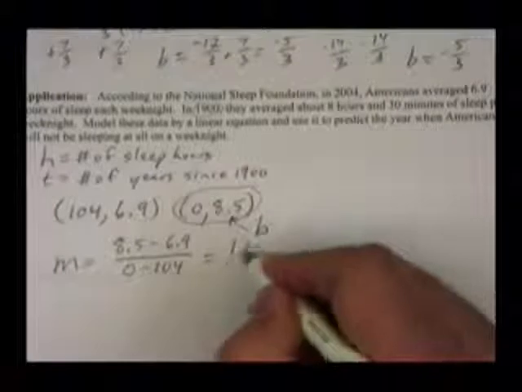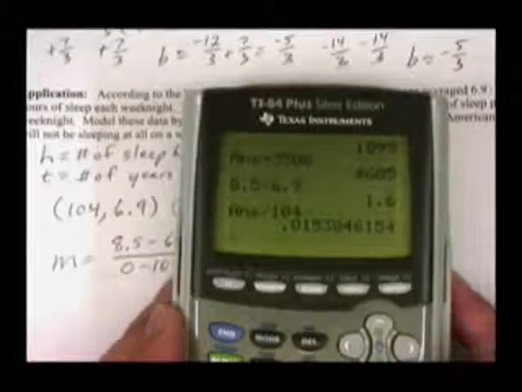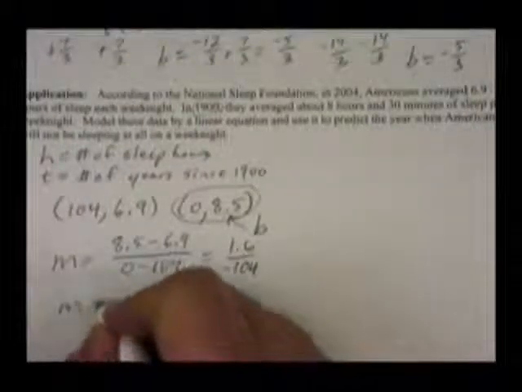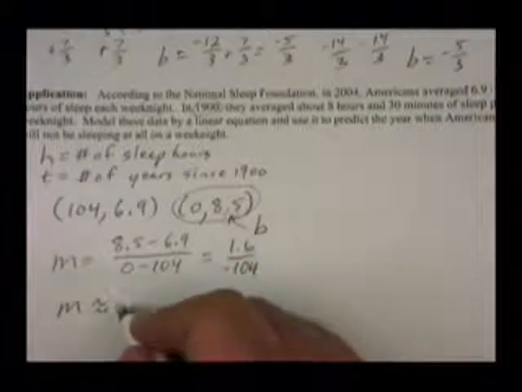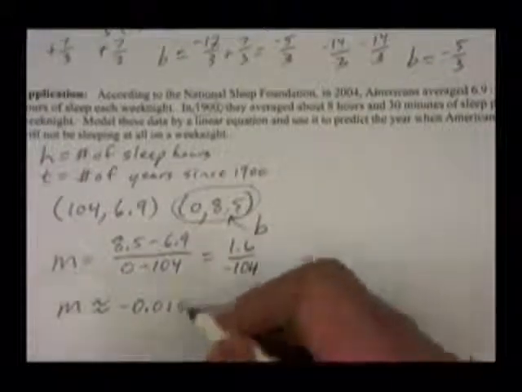So what does that give me? 8.5 minus 6.9 is 1.6 over negative 104. And 1.6 divided by negative 104, on my calculator, I get a big, long, messy decimal. I'm just going to round that off. So I'm going to say m is approximately negative 0.0154. Okay?